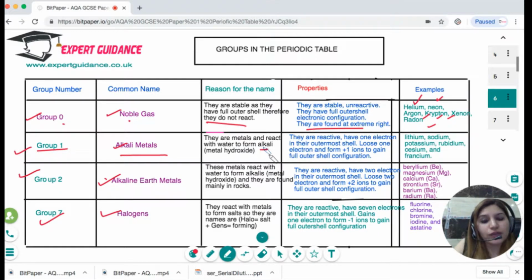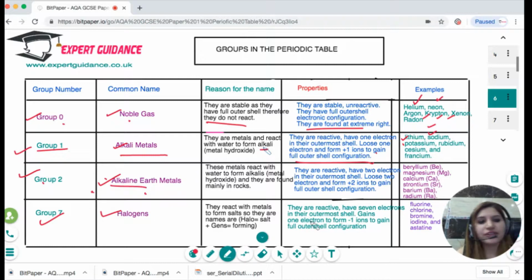So what will be the properties of alkali metals? They are reactive. They have 1 electron in the outermost shell. They lose 1 electron to form a positive 1 ion and gain a full outer shell configuration by losing 1 electron. Examples: list all the elements which are to the extreme left. And what are they? Lithium, sodium, potassium, rubidium, cesium, and francium. When we talk about group 2, these are alkaline earth metals.